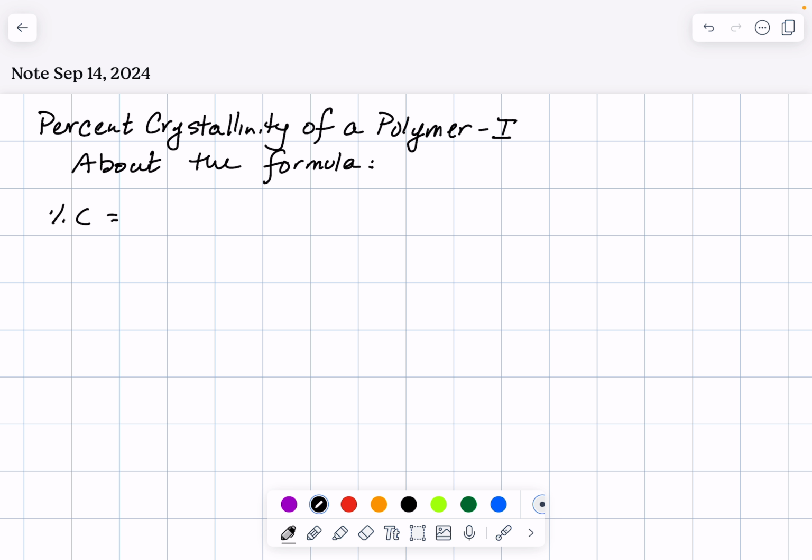It's equal to the density of the crystalline polymer divided by the density of the sample, times the density of the sample minus the density of the amorphous polymer, divided by this value. All right, so where does this formula come from and why are we using it? And this formula, by the way, has to be multiplied by 100. We can also talk about the fraction of crystallinity. In that case, we would not need the 100. The 100 goes away.